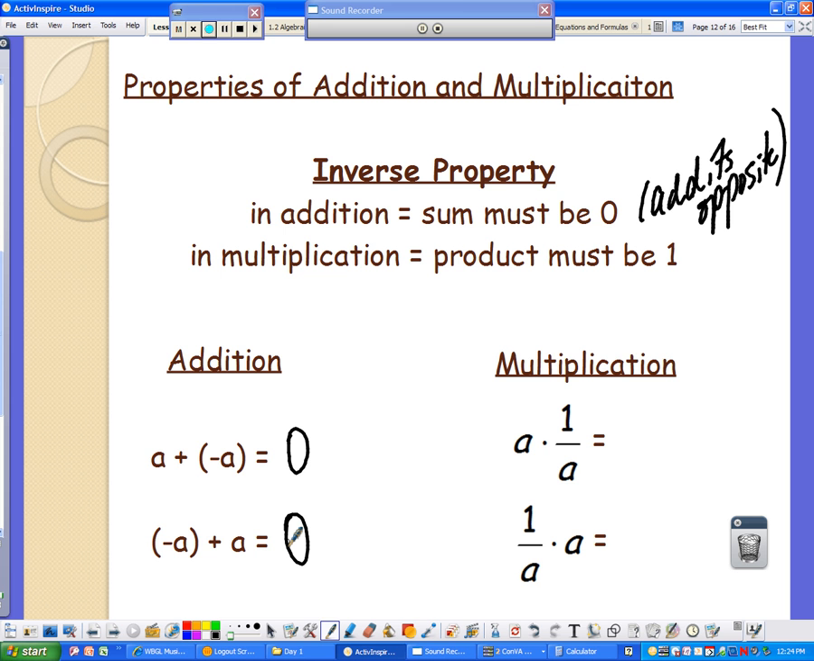Multiplication, we're going to multiply by the reciprocal. So if we put a 1 underneath this and multiply, we end up with 1. Put a 1 underneath it, cross out, we end up with 1. So any time the result, the product, is 1.